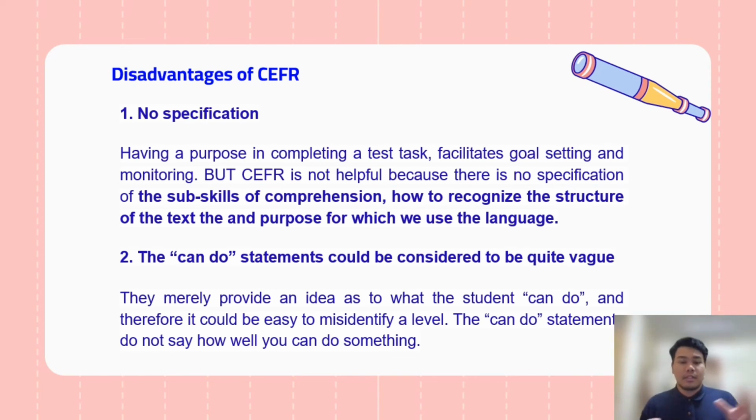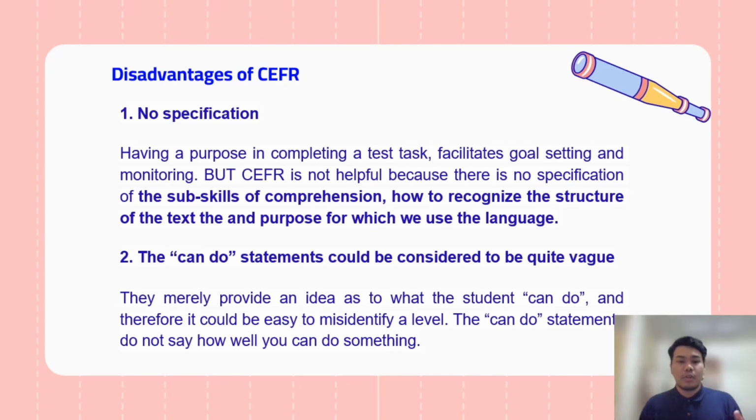For example, in the sub-skills of comprehension, how to recognize the structure of the text and the purpose for which we use the language, it pretty much teaches every single language the same, even though learning a certain language is much harder than some other languages. So for example, if you learn English and other languages, it's not the same sub-skill you need to acquire. So it's not very specific, but maybe it can be reviewed or renewed or fixed from time to time.